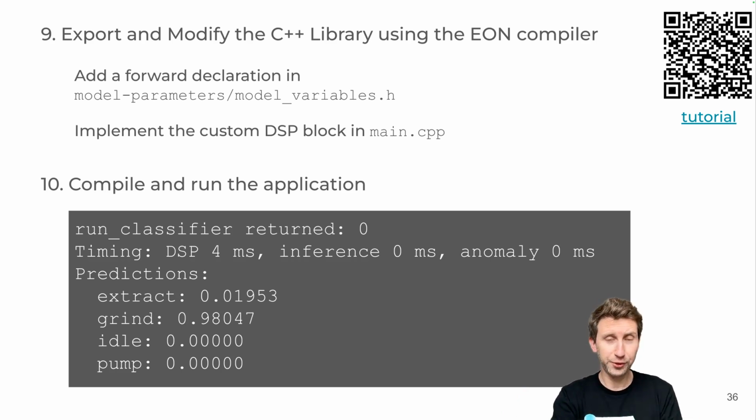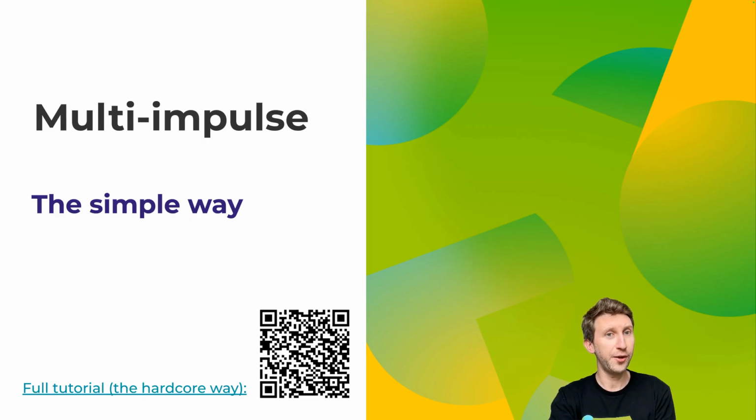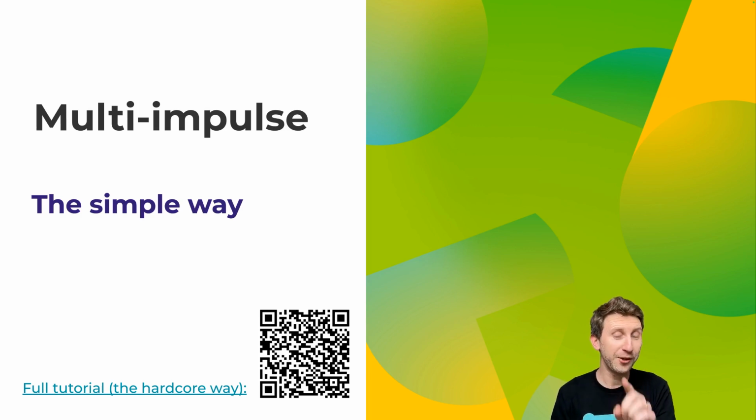You can see the full tutorial. This can be a bit tricky, so if you need help, feel free to reach out. Our solution engineers can help you with automating those steps to create your custom DSP block, to create a custom deployment block to automate those flows, and this can be directly integrated in your pipeline. I'll give you an example on the multi-impulse. So here it's only the simple way that I'm going to show you. If you want to see the hardcore way, how to merge all the files together in the exported C++ library, feel free to scan this QR code and go to the tutorial.